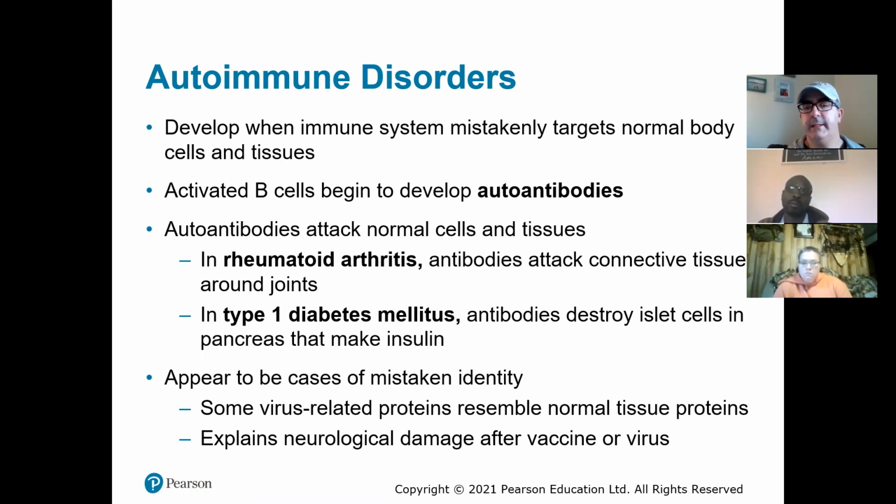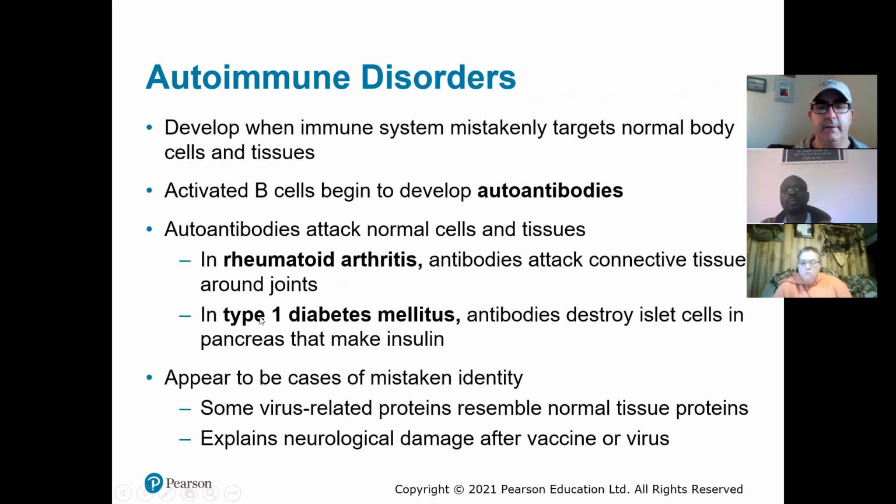So remember, I said your own cells have antigens on the outside and the immune system recognizes those as your own cells. Well, what if your immune system sees your own cells as foreign, right? It sees that as a foreign antigen on your own cells. That's when you end up with an autoimmune disorder like rheumatoid arthritis or type 1 diabetes.